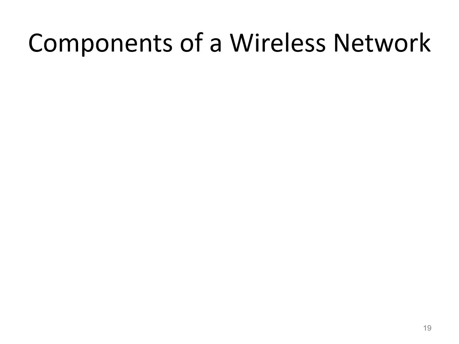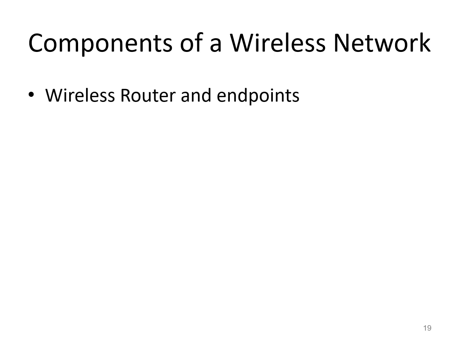There are several common components that you will hear discussed when researching wireless networks. These include wireless routers, which act as the base station, and endpoints, which can be computers, mobile devices, printers, and other such devices. In most cases, the wireless router is also the internet connection.